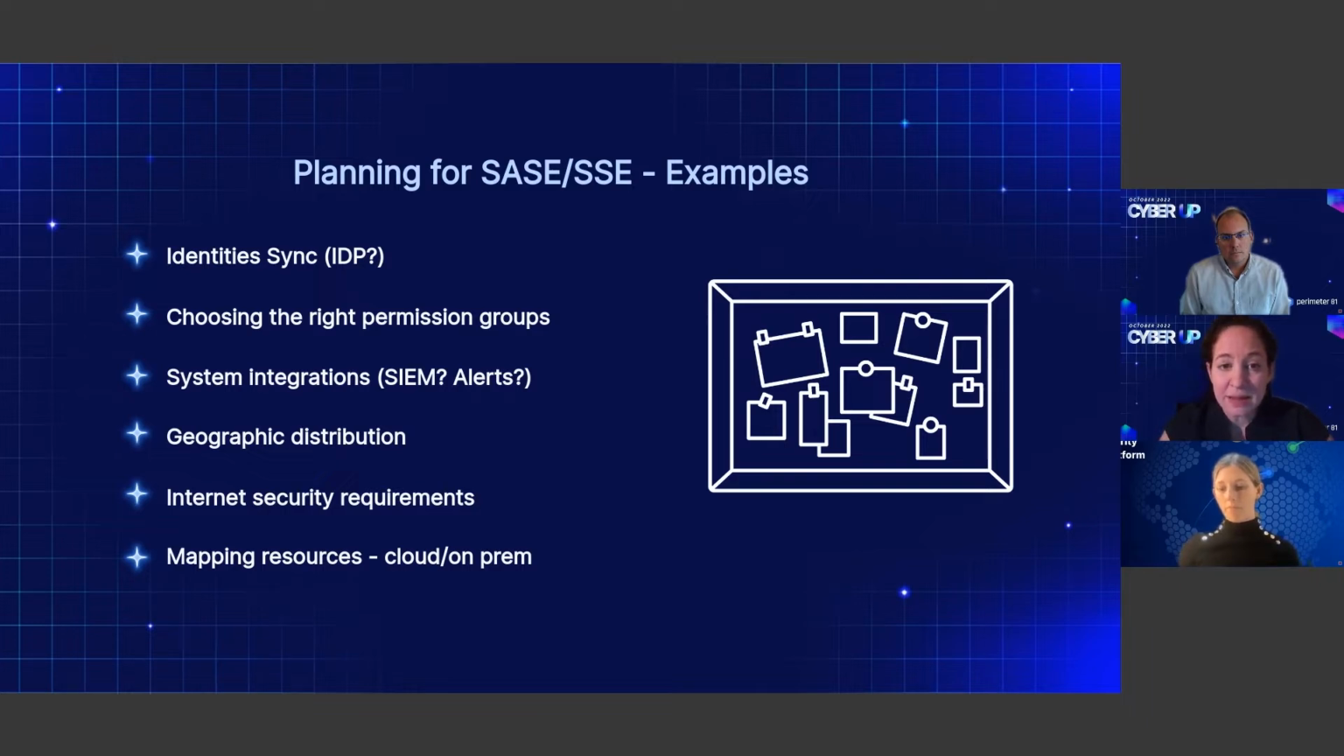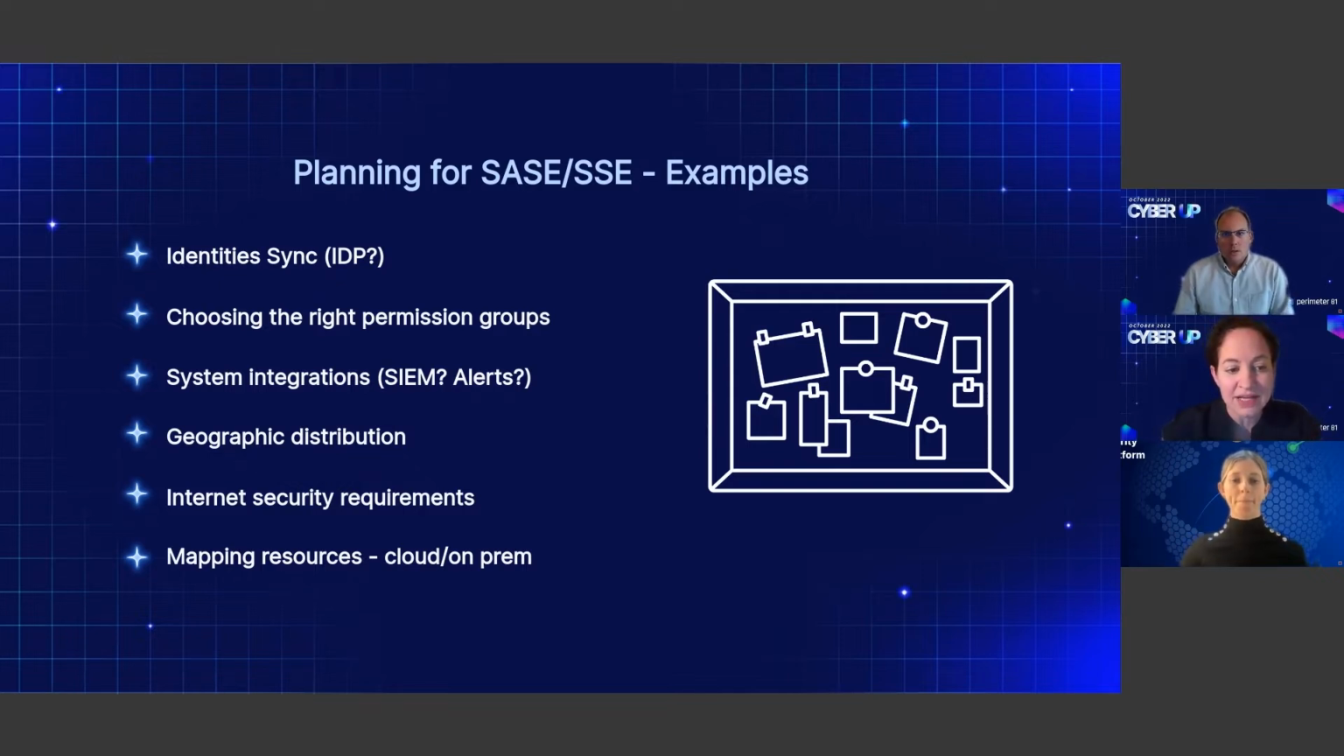And the last example here on the planning side is mapping resources. Where do you have resources you need to reach for secure access? Are they on the cloud? Are they on-prem? You need to think about where you keep your assets. It's always a good idea, right? And you need to make sure that you are actually planning your network topology in such a way that will allow reachability to all those precious assets. All right, so some examples on the planning.